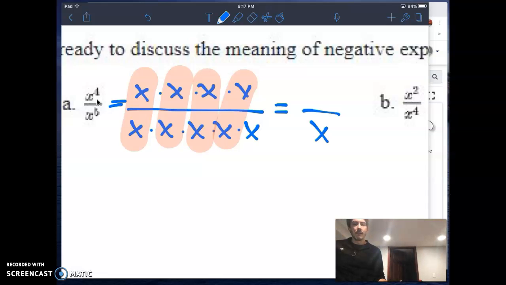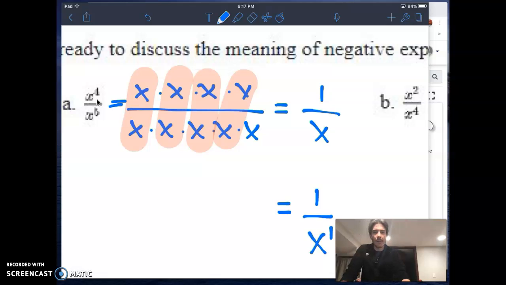All right, well, what's left on the top? A lot of people want to write 0. It's actually not 0, because even though I struck all the factors of x, there's still a factor of 1 there. So this is going to be 1 over x. Now, initially, that doesn't look that impressive. But if I remind you, this is 1 over x to the first power. Well, now we're going somewhere.